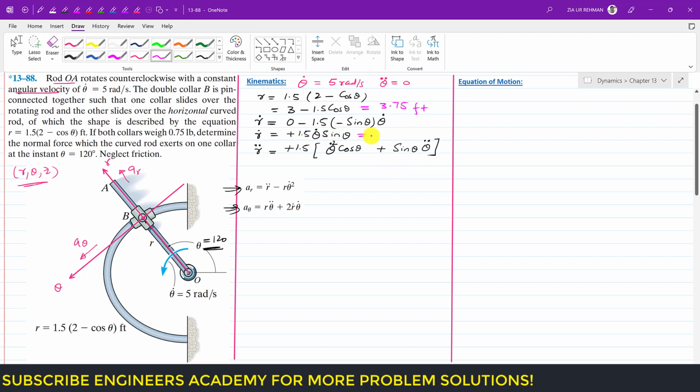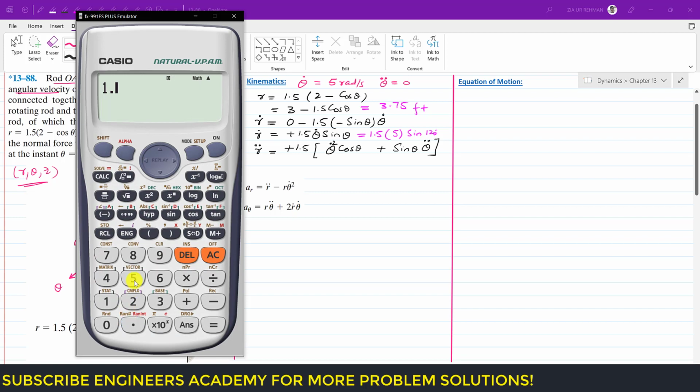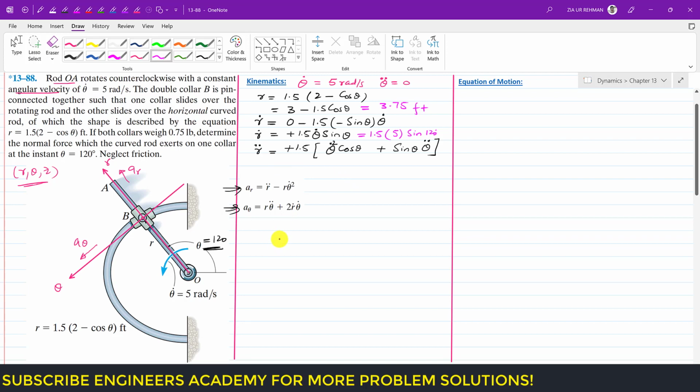Similarly, if I put the values in this equation, this is 1.5 and theta dot is 5 radians per second, and sine of 120 degrees. This will give us r dot. So 1.5 into 5 sine of 120 gives us r dot equals 6.495. Let me write that r dot here. That r dot is 6.495 feet per second.